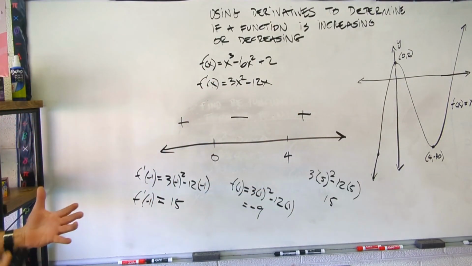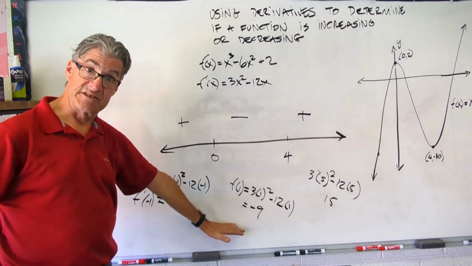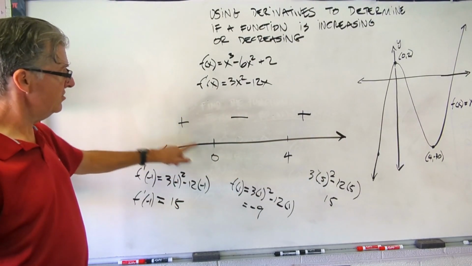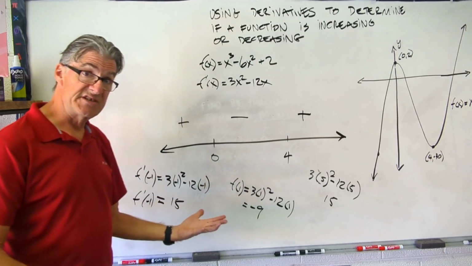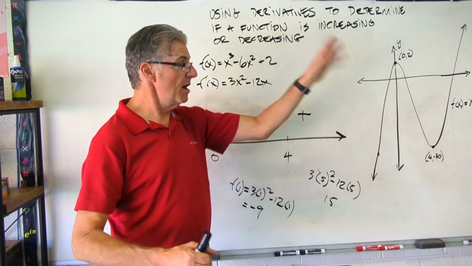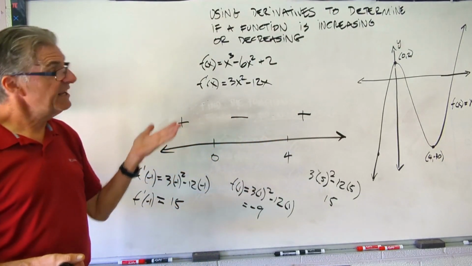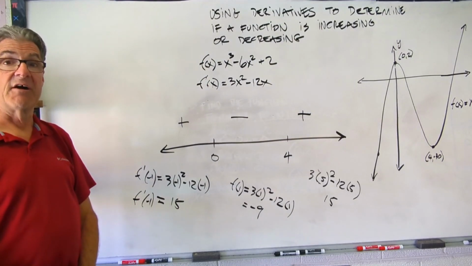So we now know just from this analysis that the function is increasing up to 0. Between 0 and 4, it's decreasing. And then finally from 4 on up, it's back to increasing. And again, that's confirmed with our graph.